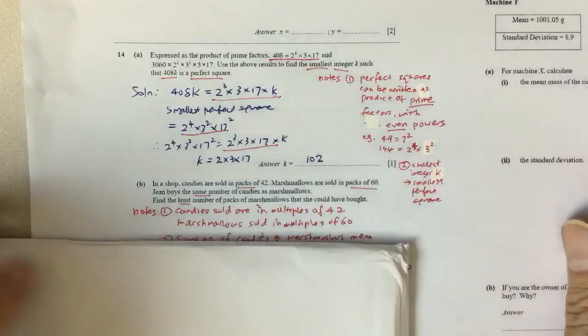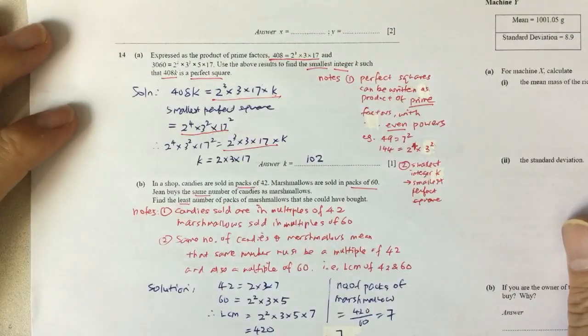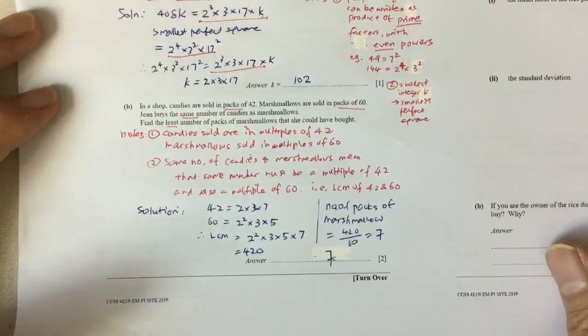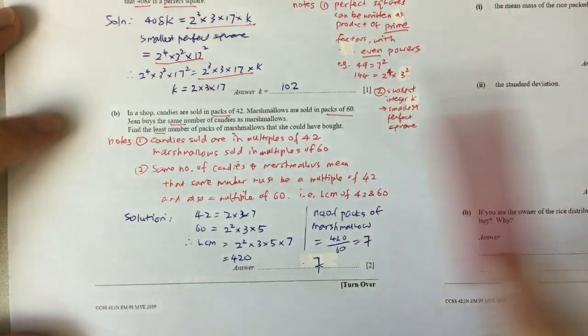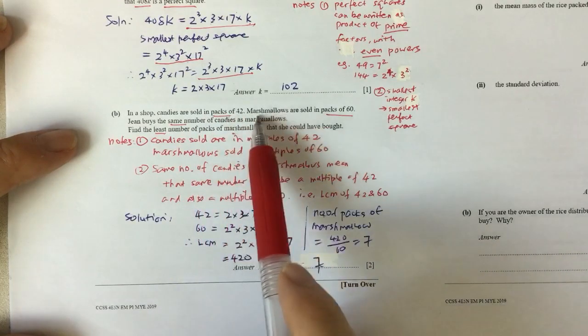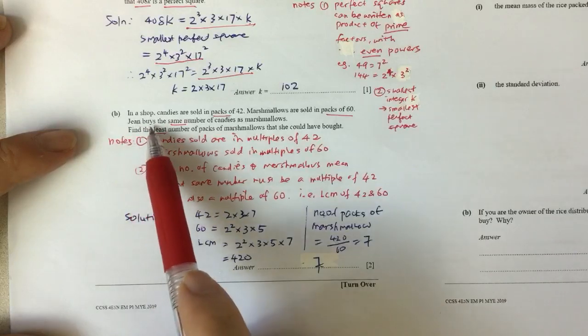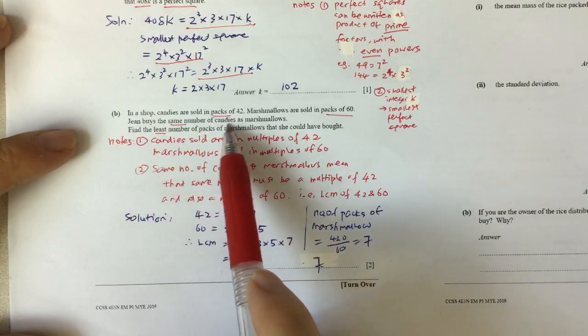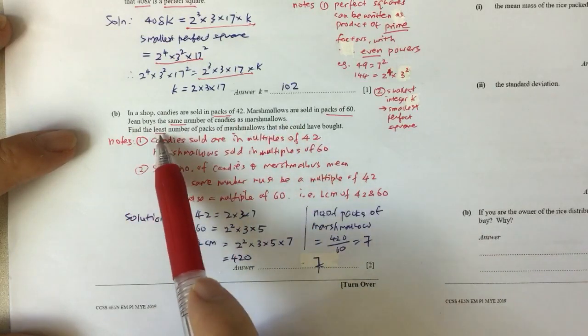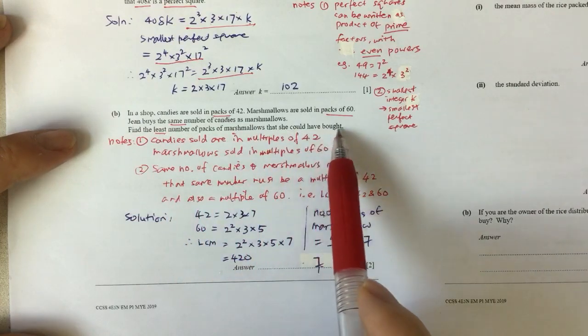Now for part B, it's a word problem, so we'll focus on that. In a shop, candies are sold in packs of 42. Marshmallows are sold in packs of 60. Jean buys the same number of candies as marshmallows. Find the least number of packs of marshmallows that she could have bought.